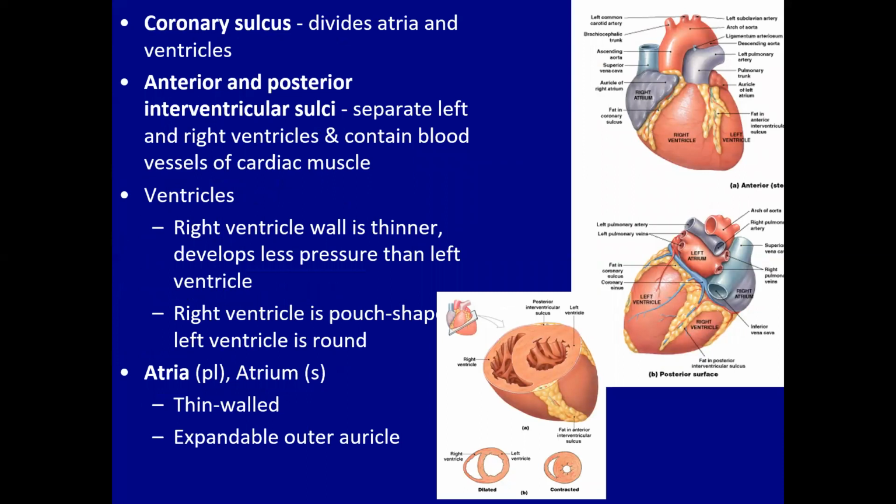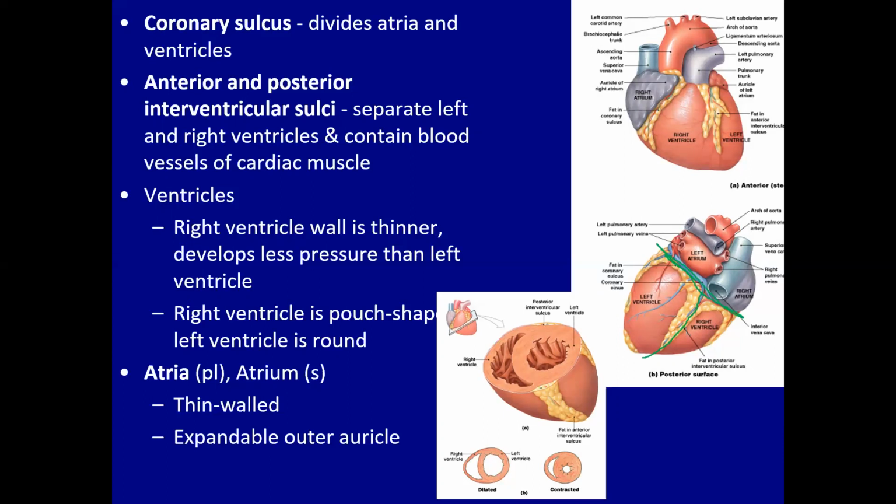More on the anatomy of the heart. So if we look at the outside of the heart, the coronary sulcus is going to divide the atria and the ventricles. So here is the coronary sulcus, and it has fat in it. The posterior and anterior interventricular sulci we can find right here. And these separate the right and left ventricles and have the blood vessels of the cardiac muscle.